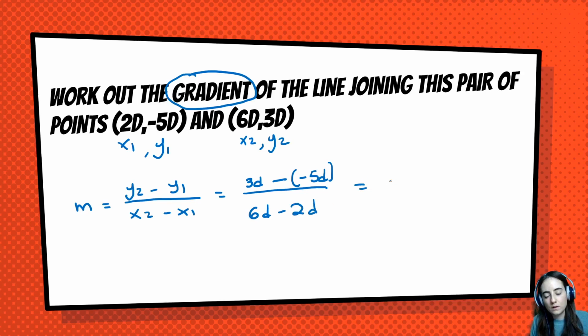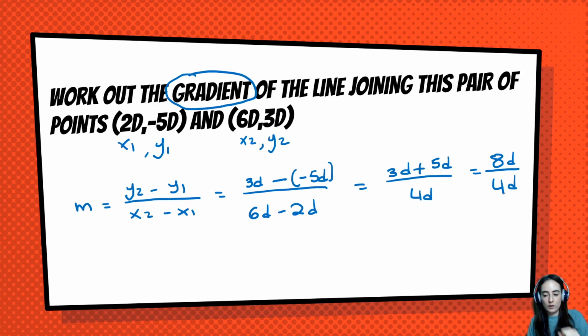All right, let's look at the top. It's going to be 3d, and minus outside the brackets changes whatever is inside, so that's going to become a plus 5d. Then we have 6d minus 2d, that makes 4d. So on the top I have 3d plus 5d, so it's like 3 bananas plus 5 bananas. How many bananas do I have? That's going to be 8d over 4d, right? Let me just write this here a bit more clearly. So 8d over 4d.